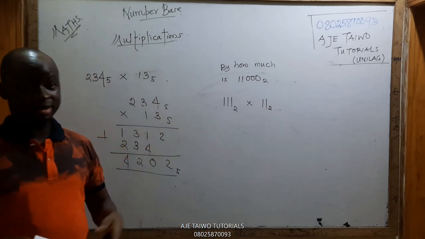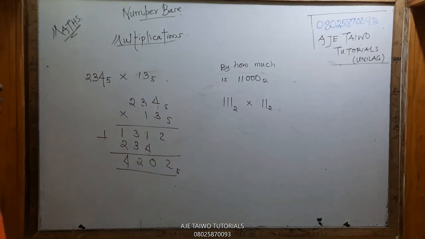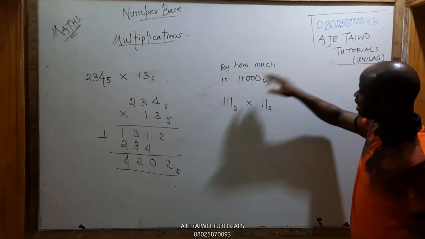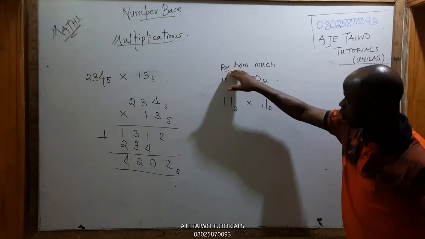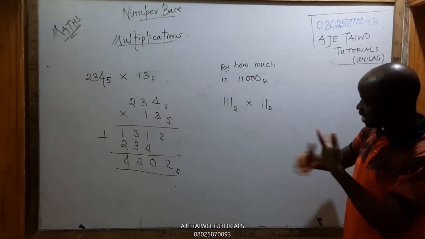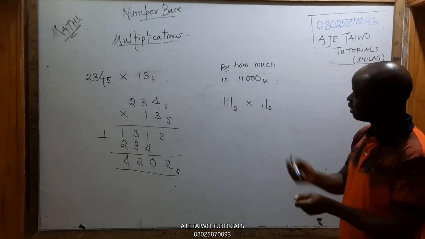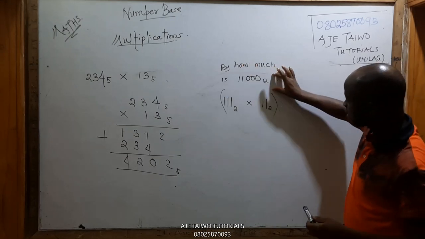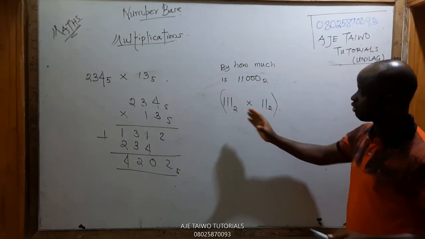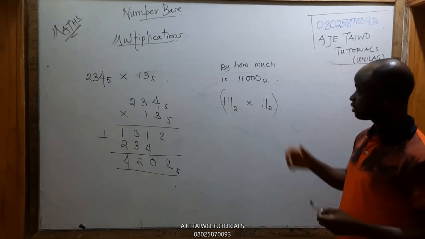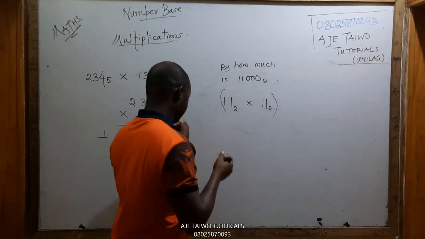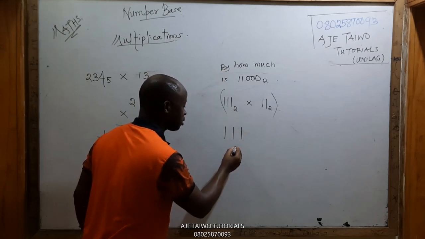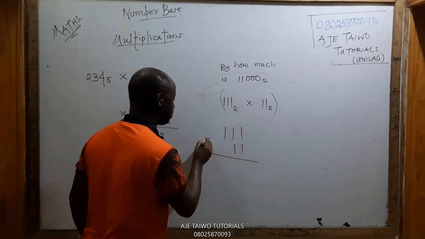Is it greater or less than it? That's the question. By how much is this greater or less than this? What it means is what? This one is a number. We'll get this one as a number first. Now let's get the answer of this. Let's see what is 111 times 11. We want to multiply.